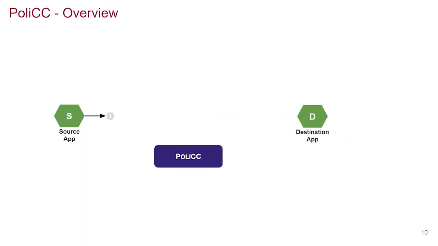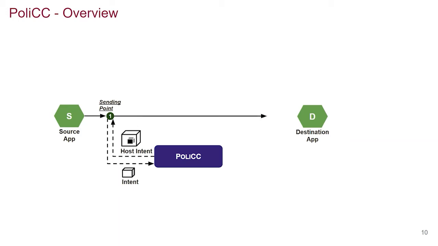First, we intercept the intent at the source app's sending point and redirect the intent to our PolicyC. Then we encrypt the intent object and put it into a host intent as its data field. Then we send it back to the sending point. The Android ICC will route the host intent to the destination app. At the receiving point of the destination app, we intercept it again, extract the original intent, and transform it to a polymorphic intent because it has polymorphic behavior.